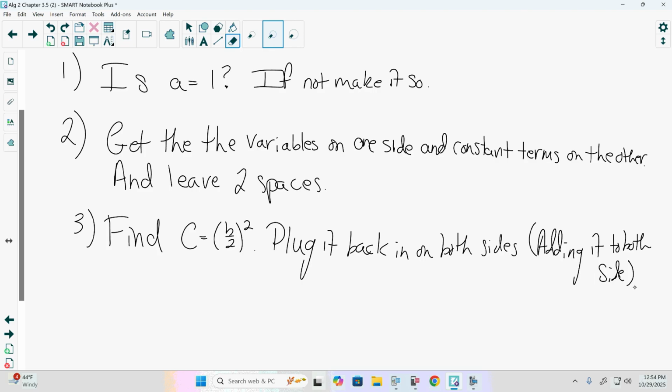And step number 4, factor and solve. Factor and solve.